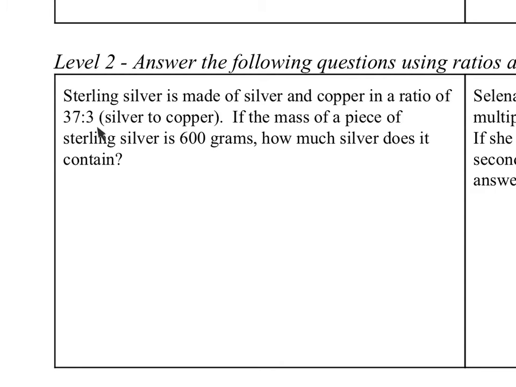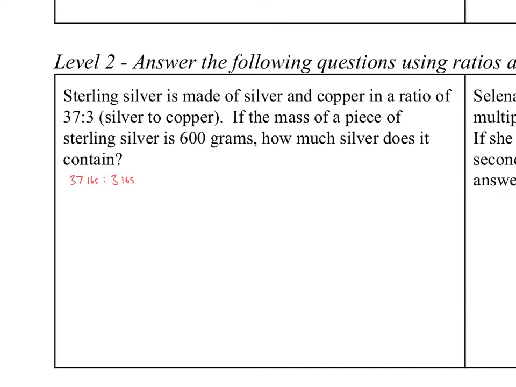So this ratio is showing you the proportional mixture of this thing to this thing. So don't think of this as being an amount. It's a percentage of the total, or a portion of the total. So if you do want to think of this as being, I don't know, pounds, go ahead. You could say if there are 37 pounds of silver, then there would have to be 3 pounds of copper.